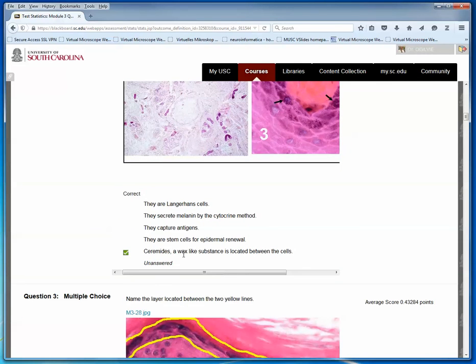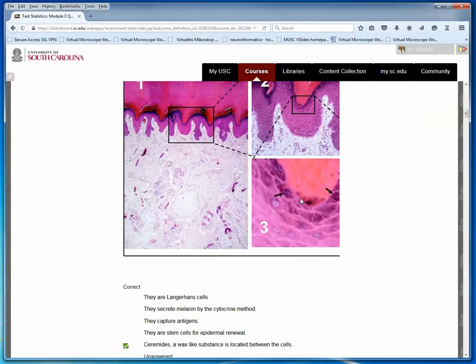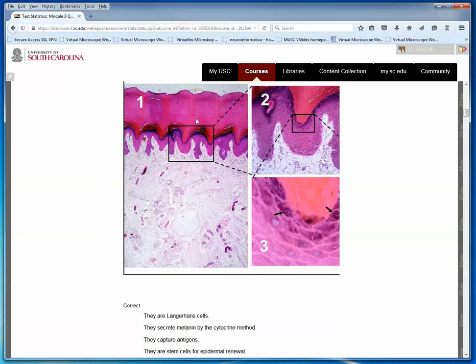But ceramidase, a wax-like substance, is located between these cells. This is the beginning of the waterproofing of the skin because that wax-like substance stays between all of these dead cells that are forming the barrier of your skin.